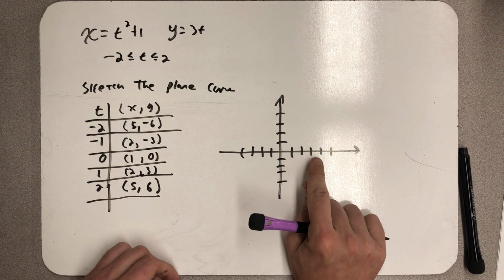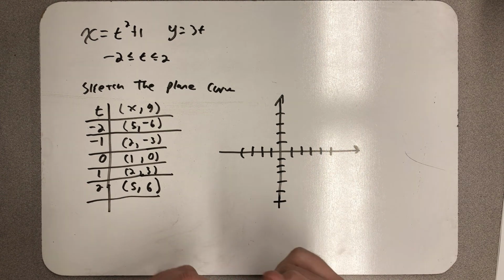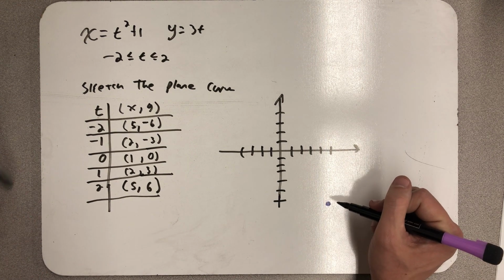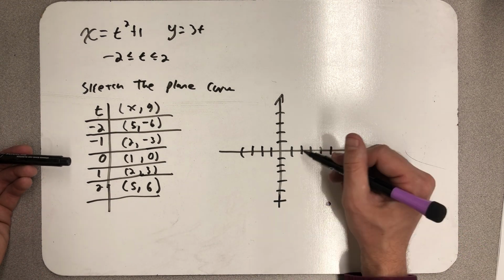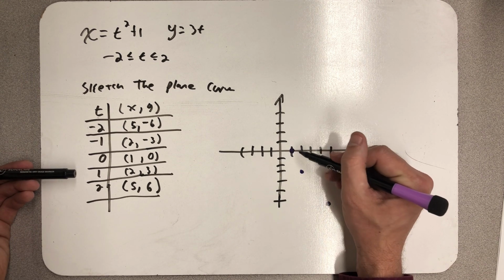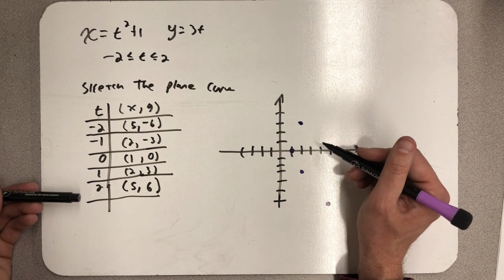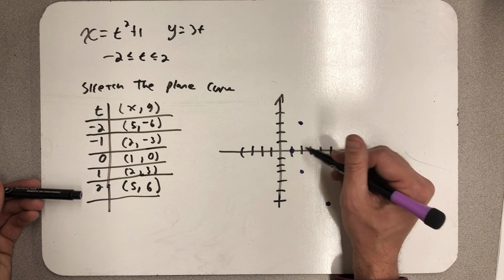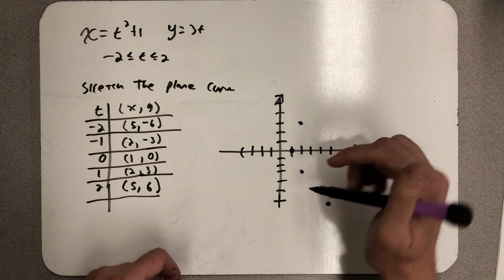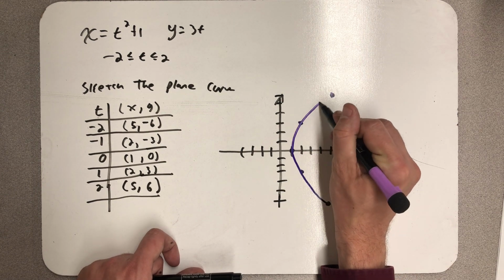All right, so 1, 2, 3, 4, 5, and now I need to go down to minus 6. Of course, I realize I haven't put enough tick marks on. 1, 2, 3, 4, 5, down to minus 6. All right, 2, minus 3. 1, 2, 3. 1, 0. 2, positive 3. And then finally, 5, 6. And I get a curve right here.